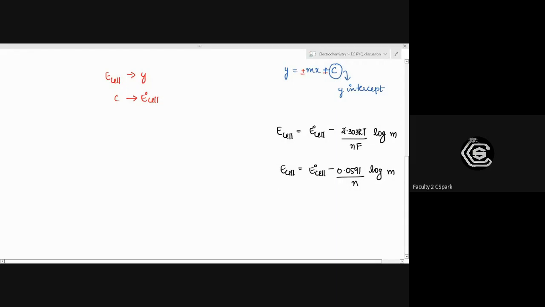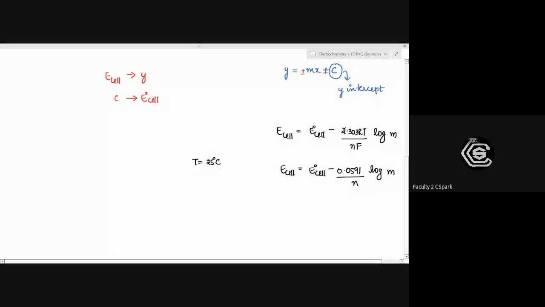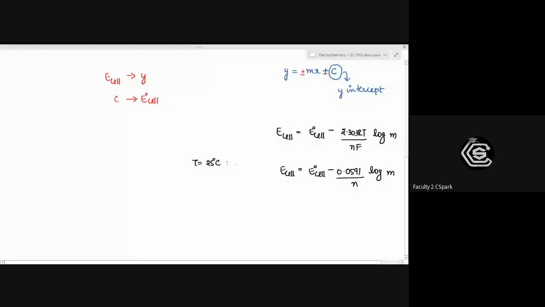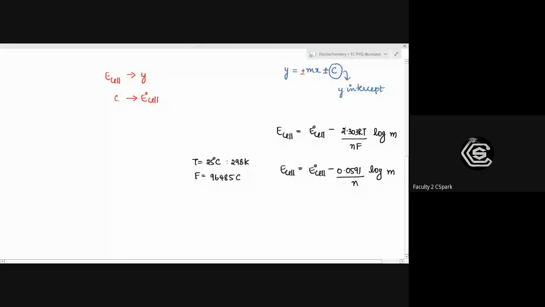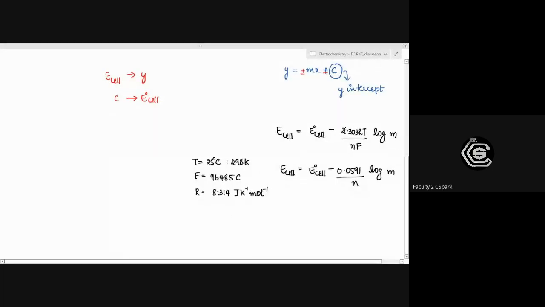When do we get this 0.0591, if you ask? It is when the temperature is 25 degrees Celsius, okay, corresponding to 298 Kelvin. F we know it is 96,485 coulombs, and R is 8.314 joule per Kelvin per mole. Now, all these are constant. Substitute and this is what you have.